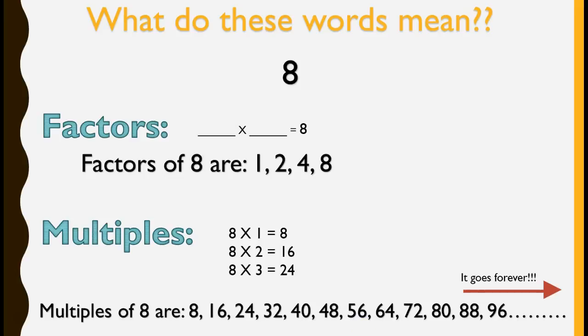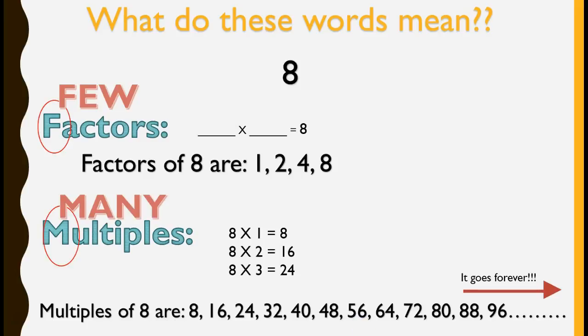Sometimes kids get a little bit stuck on this and can't remember which is which when they're asked to find factors. They get these two interchanged in their mind. So I'm going to try to help you. Factors start with an F, so I want you to think of the word few. There's only a few factors for each number. And for multiples, I want you to think of the word many. There's many because it goes on and on and on.